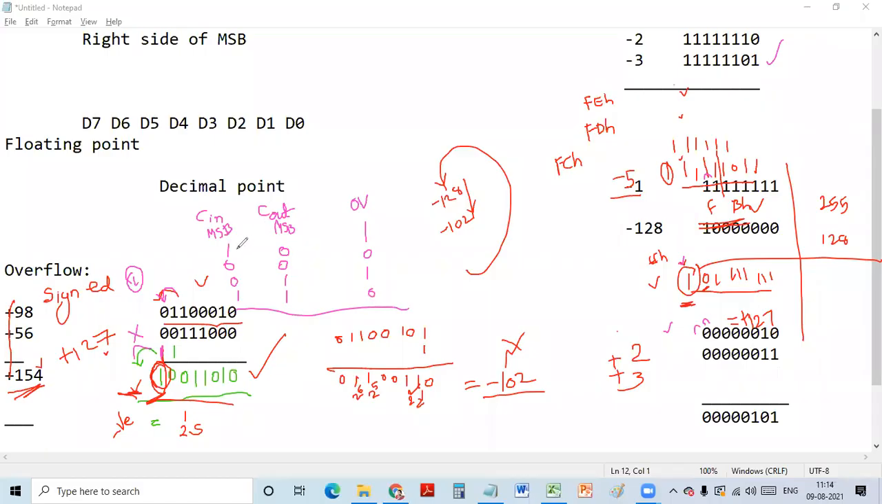When carry into MSB and carry out of MSB are not the same, then there is a chance of overflow. Okay. So now overflow can be detected when an XOR operation is performed between carry into MSB and carry out of MSB. If the operation result is 1, then I can conclude that overflow has occurred and the result of the signed operation is wrong and we should not take it into consideration. And the result is wrong.